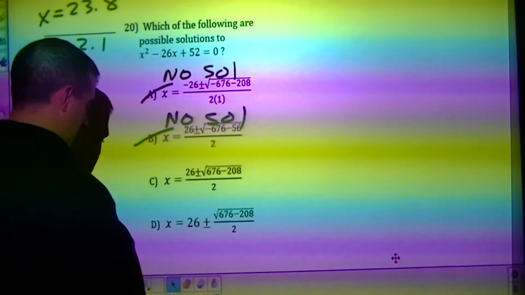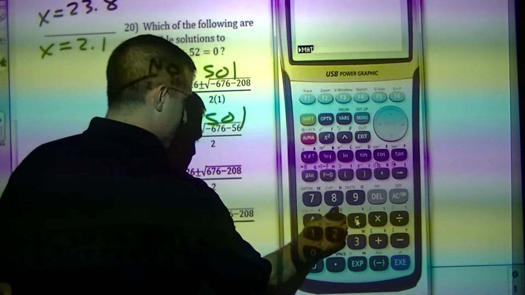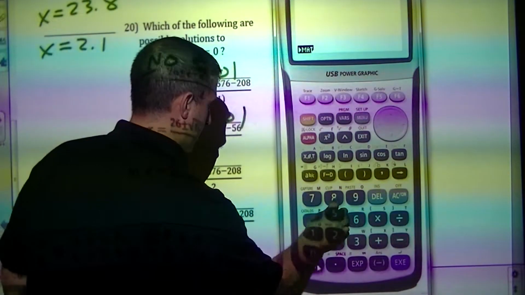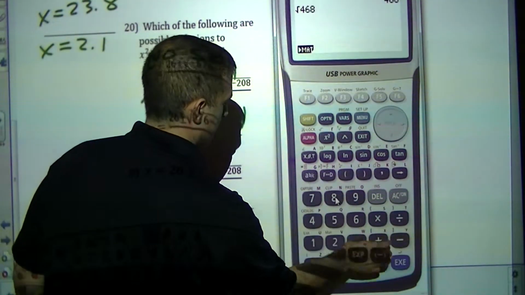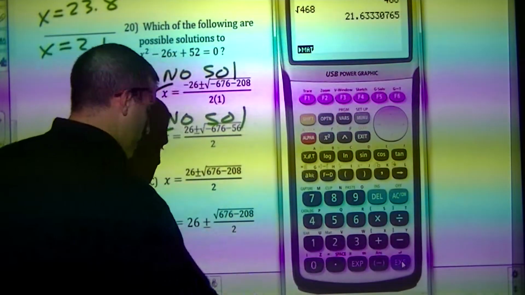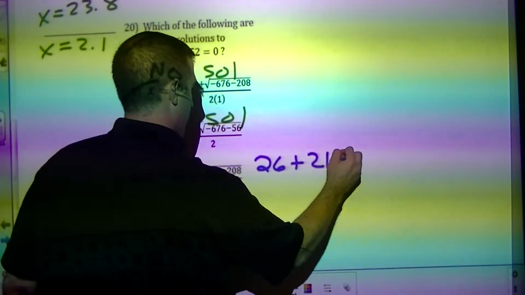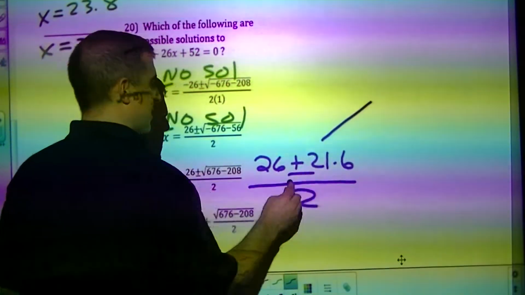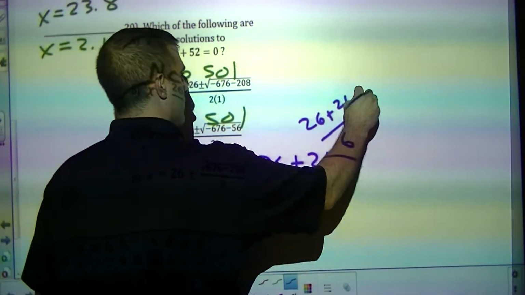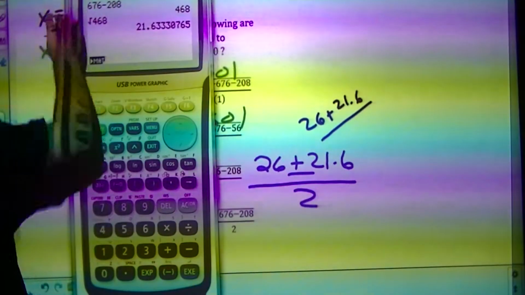Now, this next one. We'll clear those. 676 minus 208. I'm going to take the square root of that. So I got 21.6. So I got something to work with. So what that means for me is I'm going to add those two numbers. Move it over here so you can see.